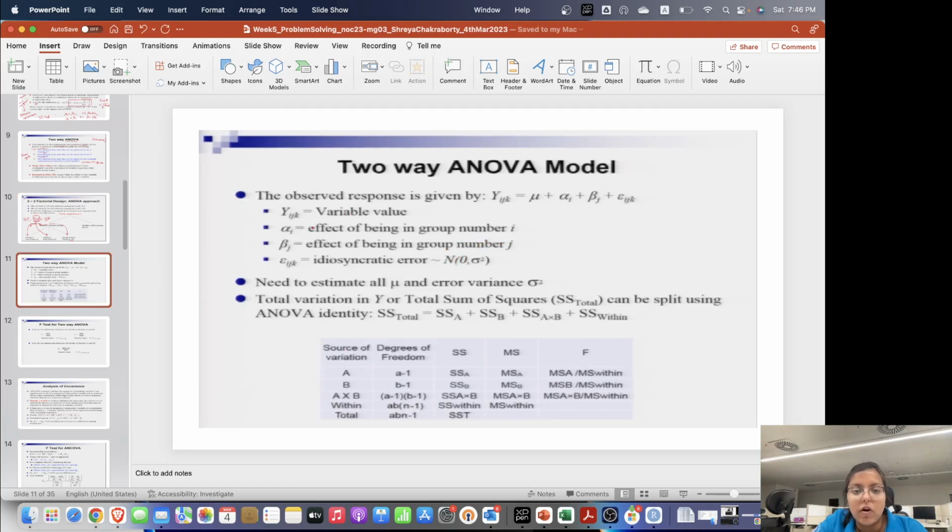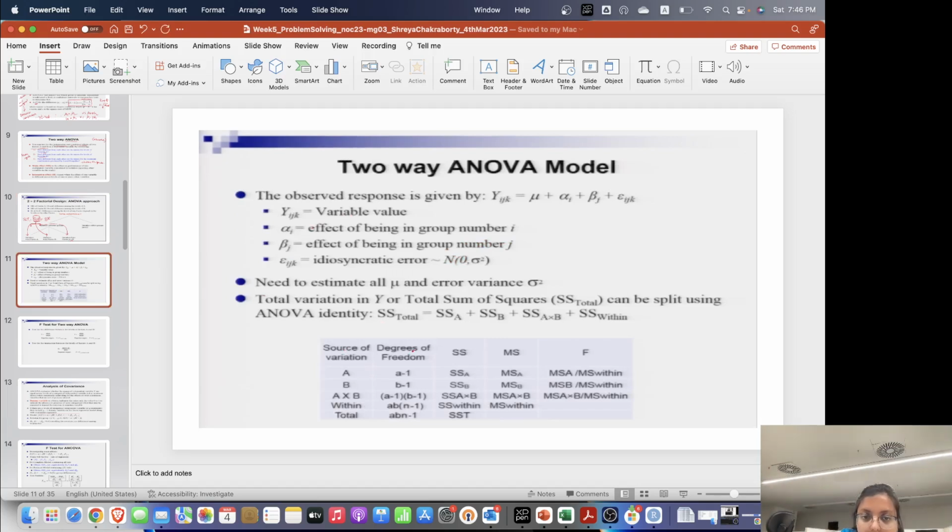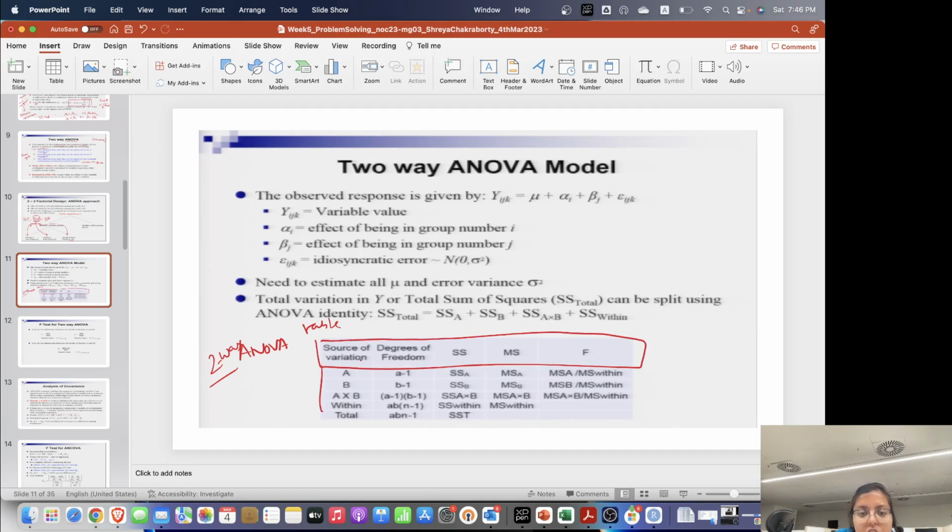So if we come to the model, this is how a two-way ANOVA table will look. Here we have the columns, sources of variation. Just remember this table. It could be factor A, factor B, their interactive effects, or within, which is nothing but the error, and the total. Then the sum of squares.